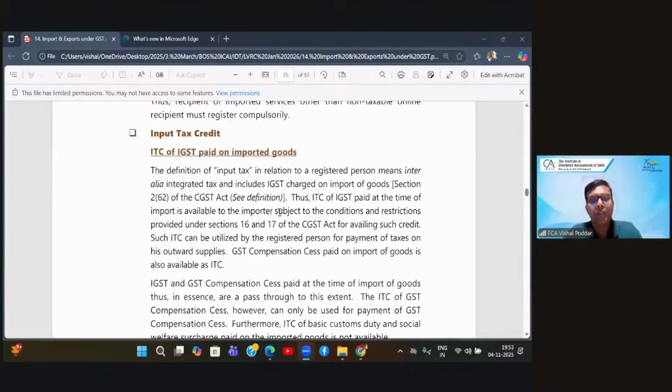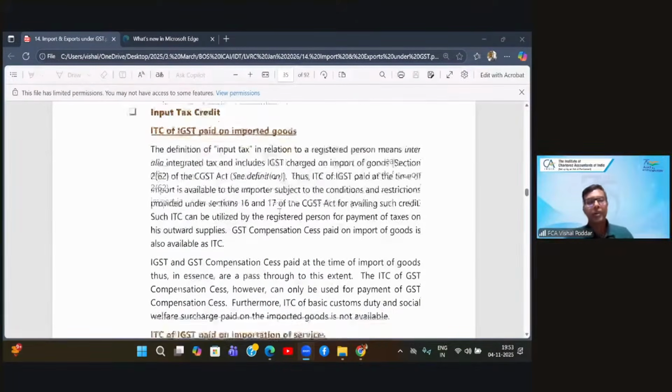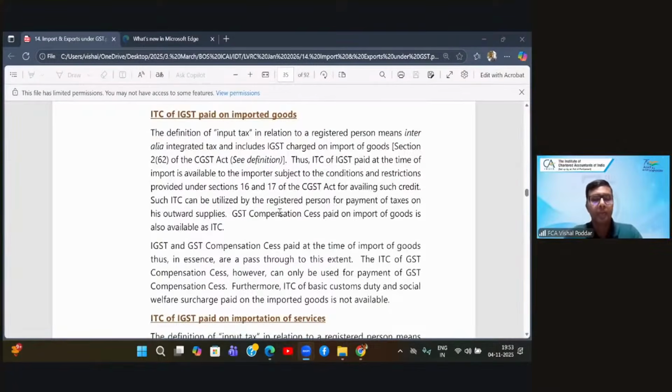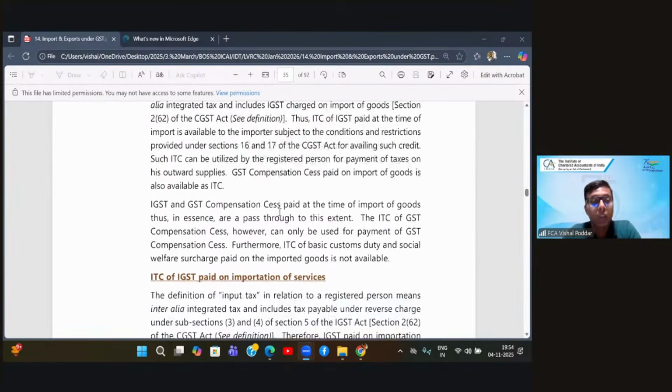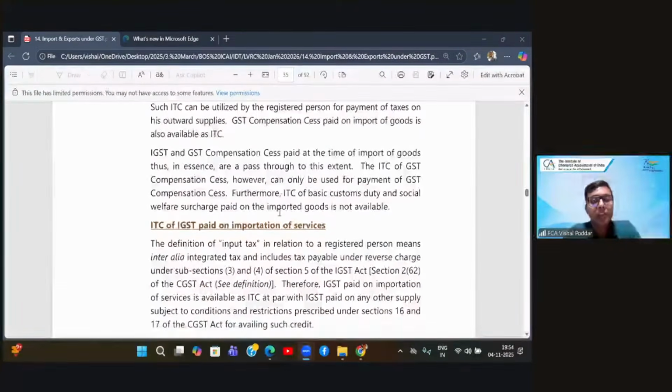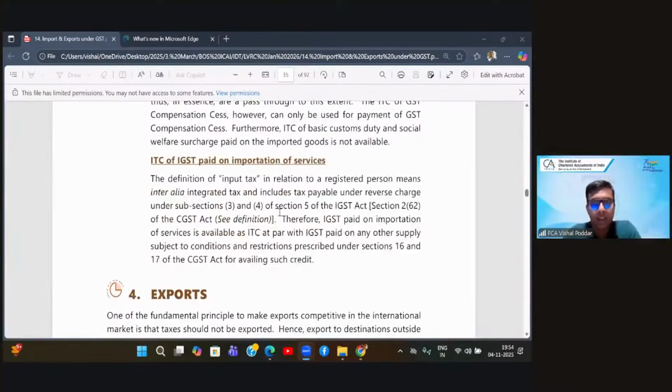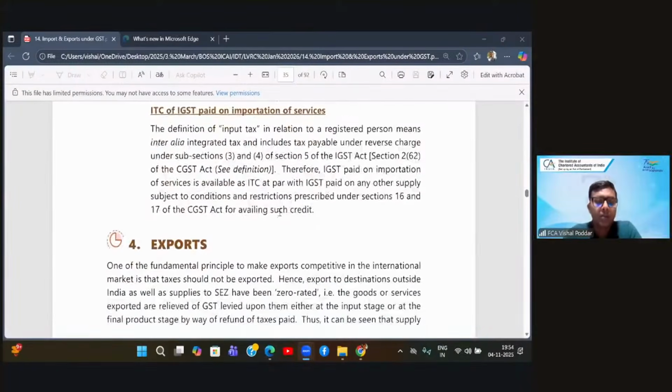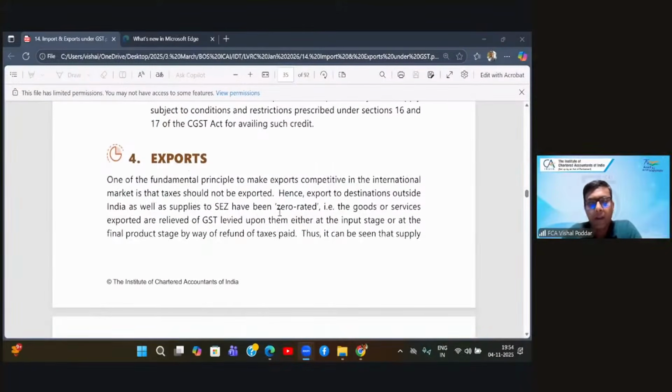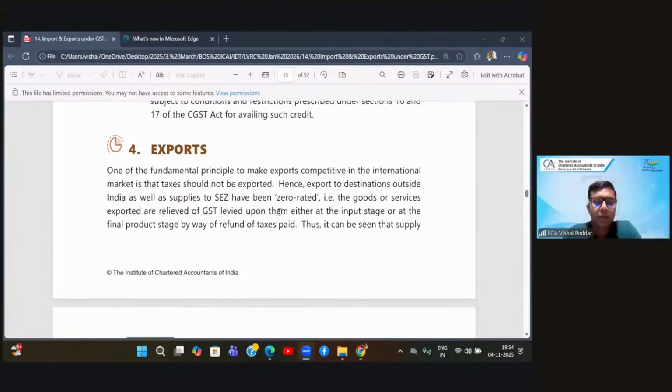Now, with respect to ITC for IGST paid on import of goods, it is covered in the definition of input tax. So whether it is paid by yourself or it is paid under RCM, in either case, whatever GST is paid, it will always be covered in the input tax definition. And once all the requirements of section 16 are met, it will become your eligible ITC. The same thing applies for importation of services. Now we switch on to the export side.